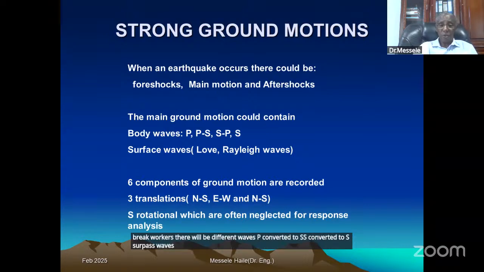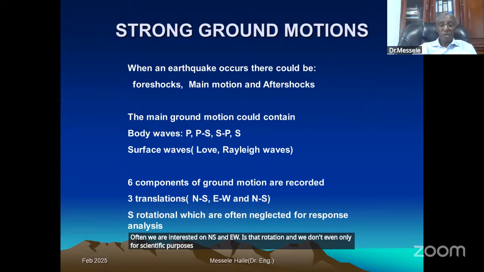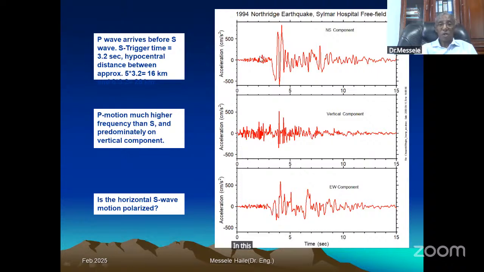There are 6 components: horizontal, vertical, horizontal in 2 directions, and also the rotational. Often we are interested in NS and EW. The rotational, we don't even, only for scientific purposes. And we're focusing on S and surface waves, though we record all waves naturally. So if we record, the NS component is, for example, the one at the top. Then there is the vertical component. Then there is the EW component.